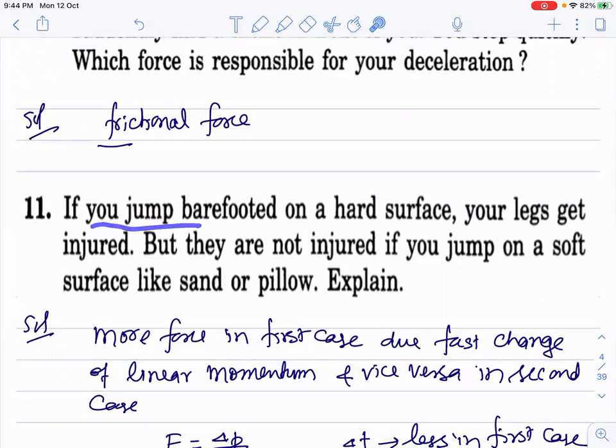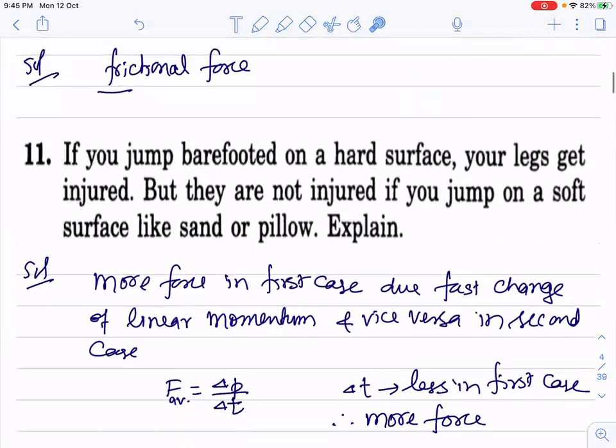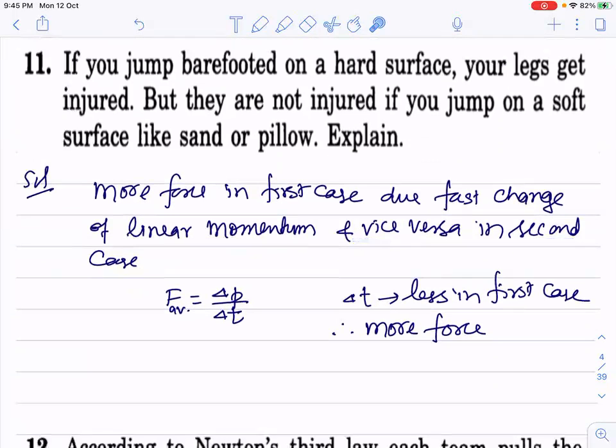Okay. Question number 11. If you jump barefooted on a hard surface, your legs get injured, but they are not injured if you jump on a soft surface like sand or pillow. Explain. It is due to the rate of change of momentum. More force in the first case due to the fast change of linear momentum, and vice versa in the second case. Because force is change of momentum upon time. Time is less in the first case, therefore more force.